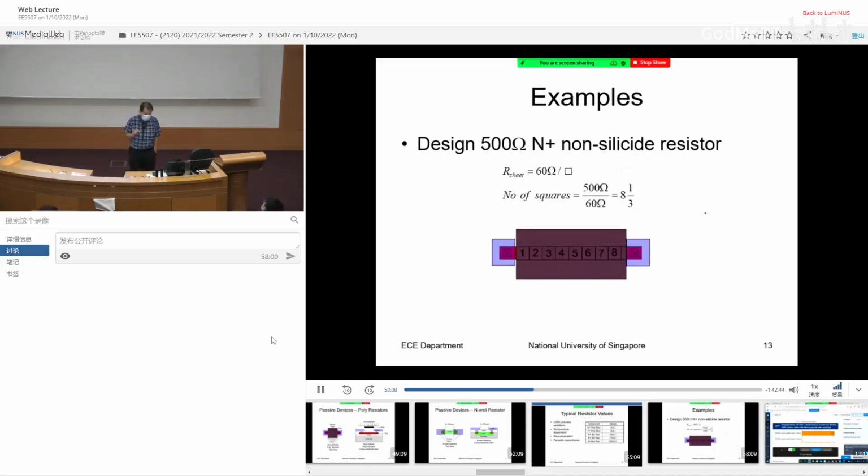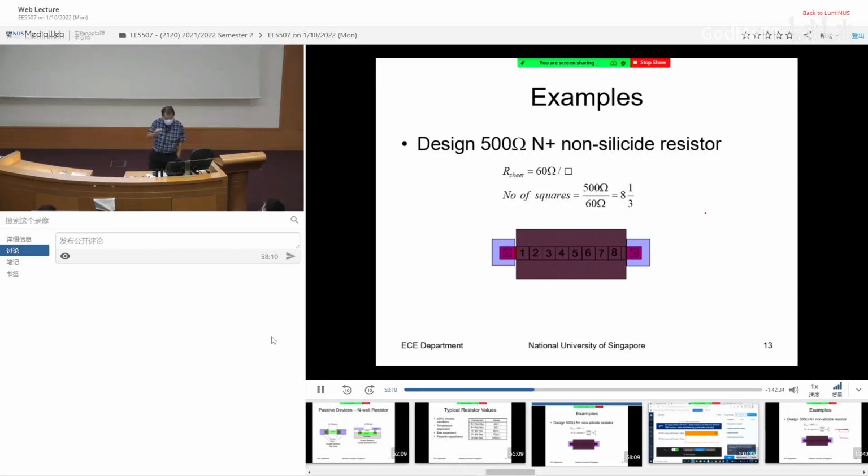Suppose I want a resistor that is 500 ohm, and I'm using an N plus non-silicide resistor, so it's 60 ohm per square. So I need to have 500 ohm, so I divide 500 ohm by 60 ohm. I look at how many squares do I have. It turns out it requires 8 squares and a fractional 1/3.